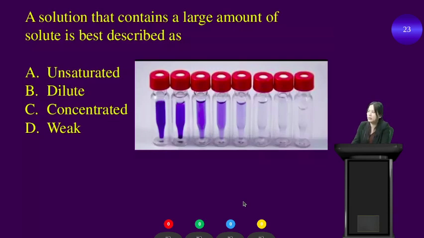Option A is unsaturated, option B is dilute, option C is concentrated, and option D is weak. So which of the following options best describes a solution that contains a large amount of solute?